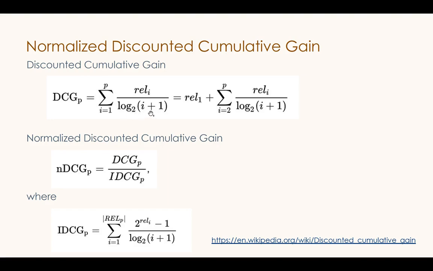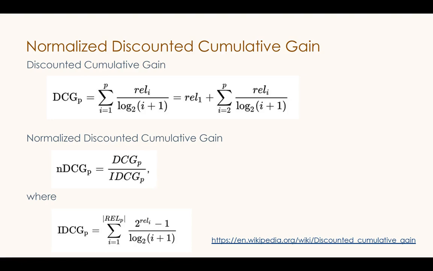There are different ways to define the weight, and this is one way to define it. The weight is the position plus 1 and take a log base 2. Once you add this together, you get the total gain. But if you have lists of different lengths, then you get a different gain, and the gains cannot be compared because the longer the list is, the larger the gain is. So we need to normalize it to compare across lists of different lengths.